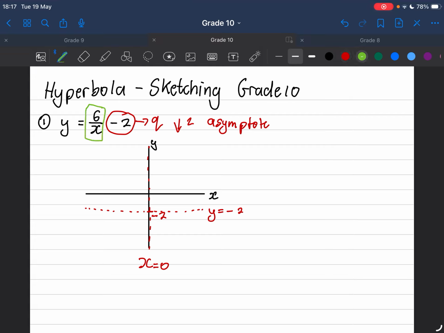Right, so now that we've drawn our asymptote, let's check this bit here. This is going to give us the second bit of information. Our question is, is this positive or negative? So clearly it's a positive, and from our notes on hyperbola, a graph that has a positive a value, that fraction at the front, goes into the first and third quadrants.